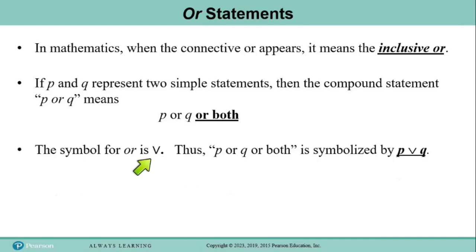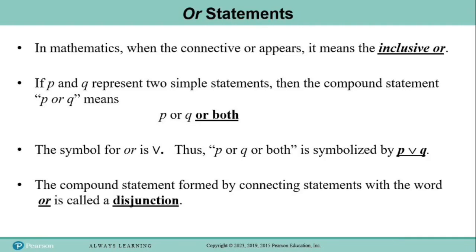And the symbol for that looks like a V. It's not really a V. You could not type the V on your keyboard and get this symbol, but it does look like a V. And so when we mean to say P or Q or both, then that is symbolized like this, P or symbol Q. And now, just like when we have two simple statements connected by the word and, the whole compound statement there is called a conjunction. When we have a compound statement that's formed by two simple statements connected with the word or, that's called a disjunction. So P and Q is a conjunction. P or Q is a disjunction.